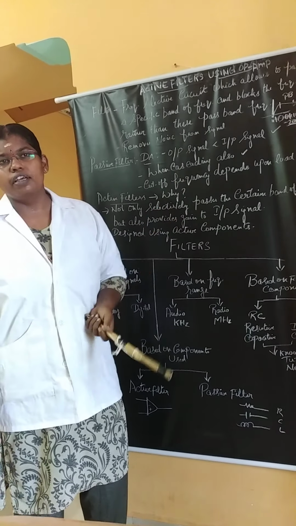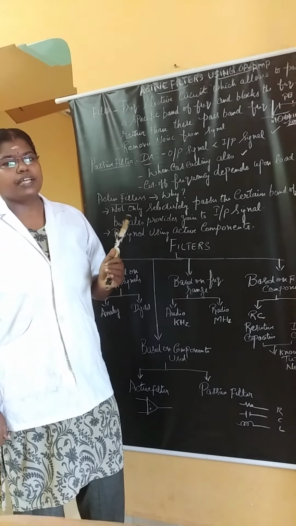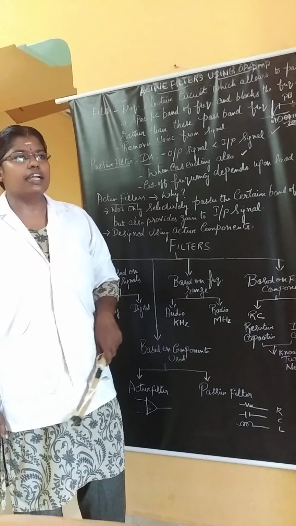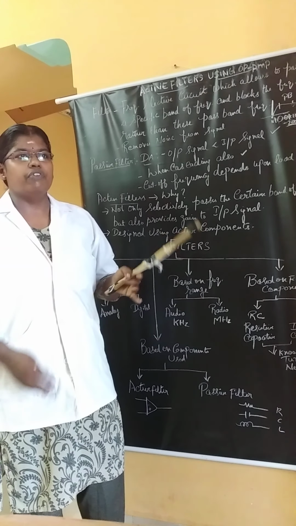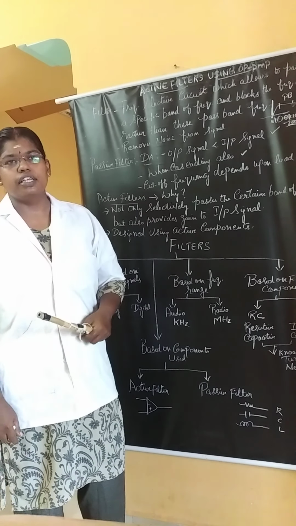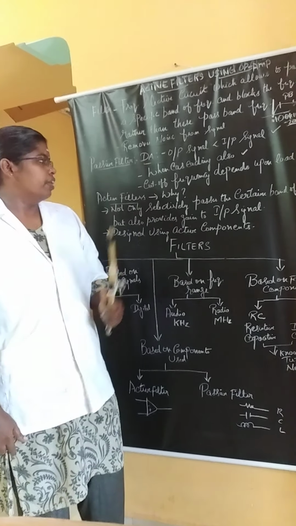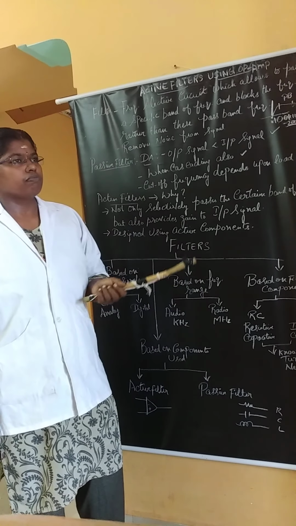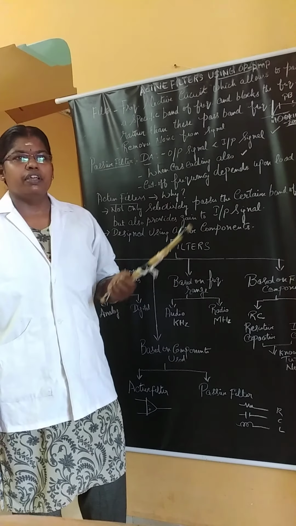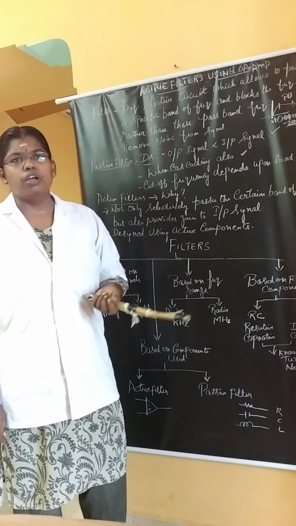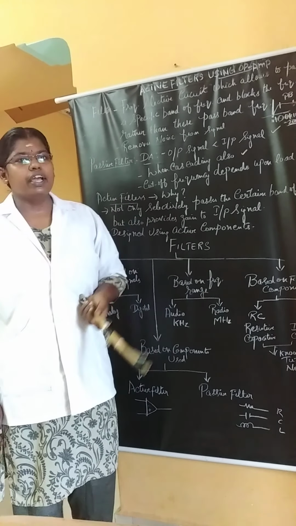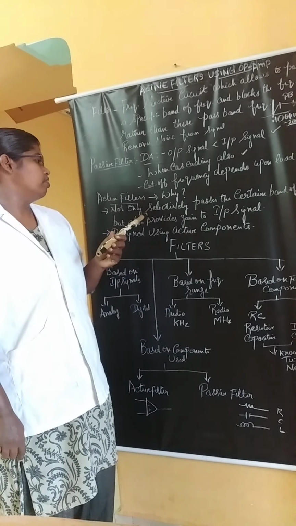Next, why do you go for an active filter rather than a passive filter? Because passive filters give an output signal lesser than the input signal. When we cascade the circuit also, this gives an output signal lesser than the input signal. Then the output cutoff frequency depends upon the load, whether it is a resistive load, inductive load or RLC load.